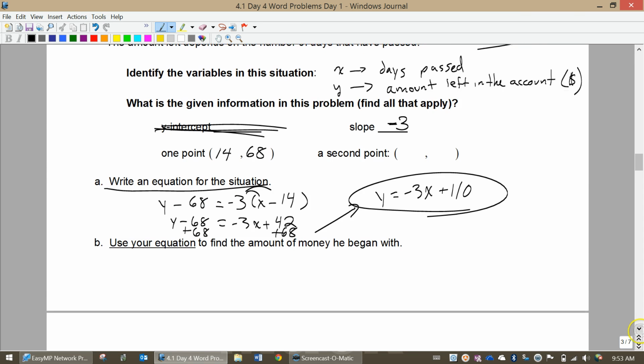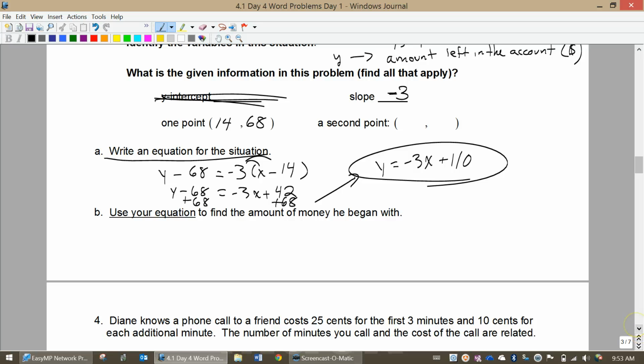Use your equation to find the amount of money he will begin with. We have more context to this. We're not given a specific number here, are we? We're not even given which variable is which number. It's not very obvious. Begin with. So the start. At the start, which represents how many days? Let's start. How many days? 0. So X is 0.